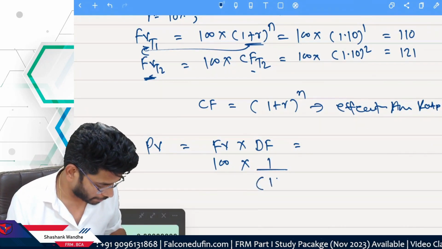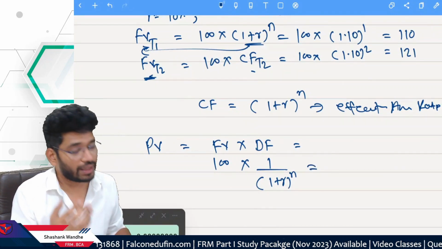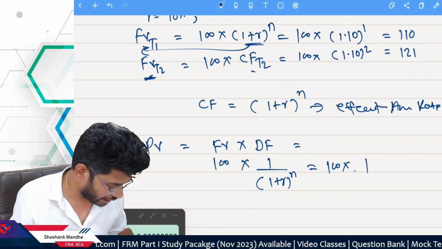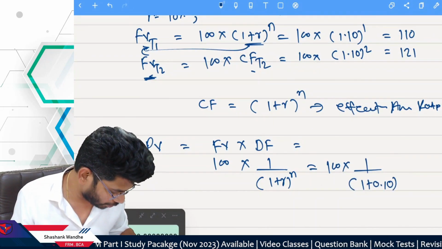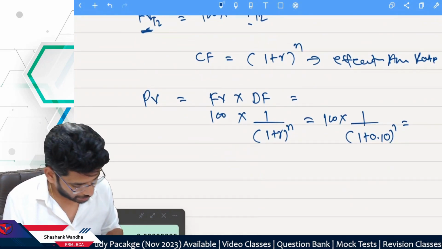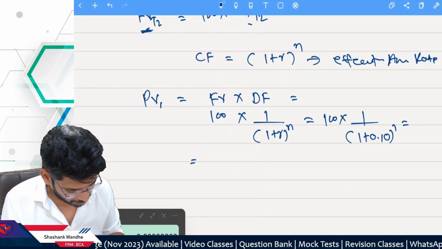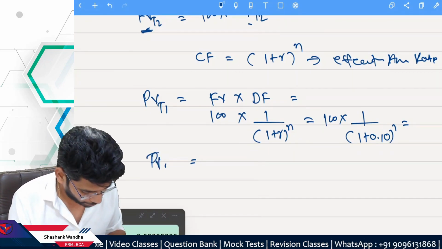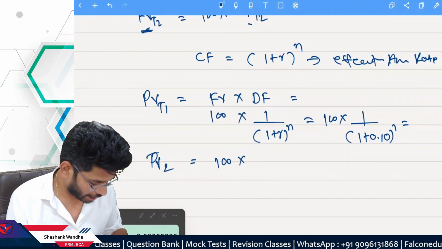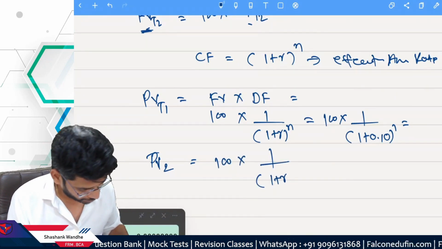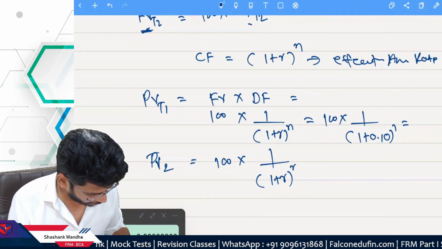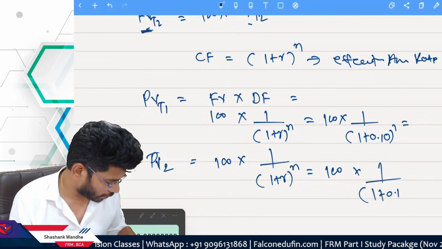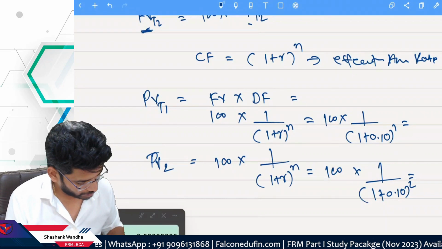So 1 divided by 1 plus r to the power n, again assuming the effective annual rate. So 100 multiplied by 1 divided by 1 plus 0.10 to the power 1, whatever is the answer, you have to do the calculation. And for 2 years, the present value assuming a future value of 100 at time t2 is 100 multiplied by 1 divided by 1 plus 0.10 to the power 2. You have to solve this and you will get the answer.